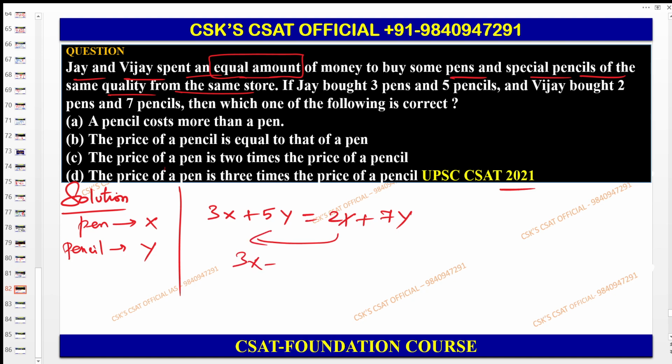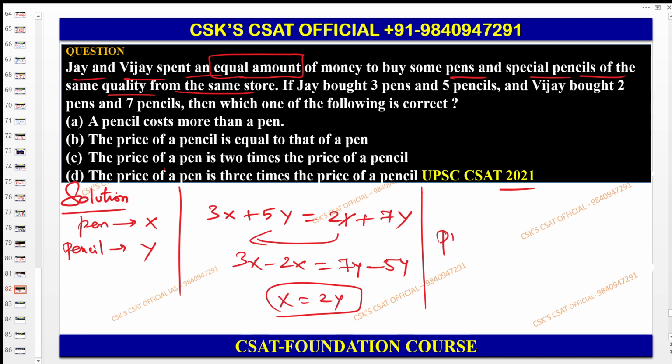So 3x minus, that NCERT question here. So please go through that one. So x is equal to 2y. You can say this in terms of wordings. So the price of the pencil, which is, sorry, the price of a pen, x is pen, right? The price of a pen is equal to 2 times the price of a pencil. That's it. Which option? C option. The price of a pen is 2 times. Yes, C option is the right answer for this question.